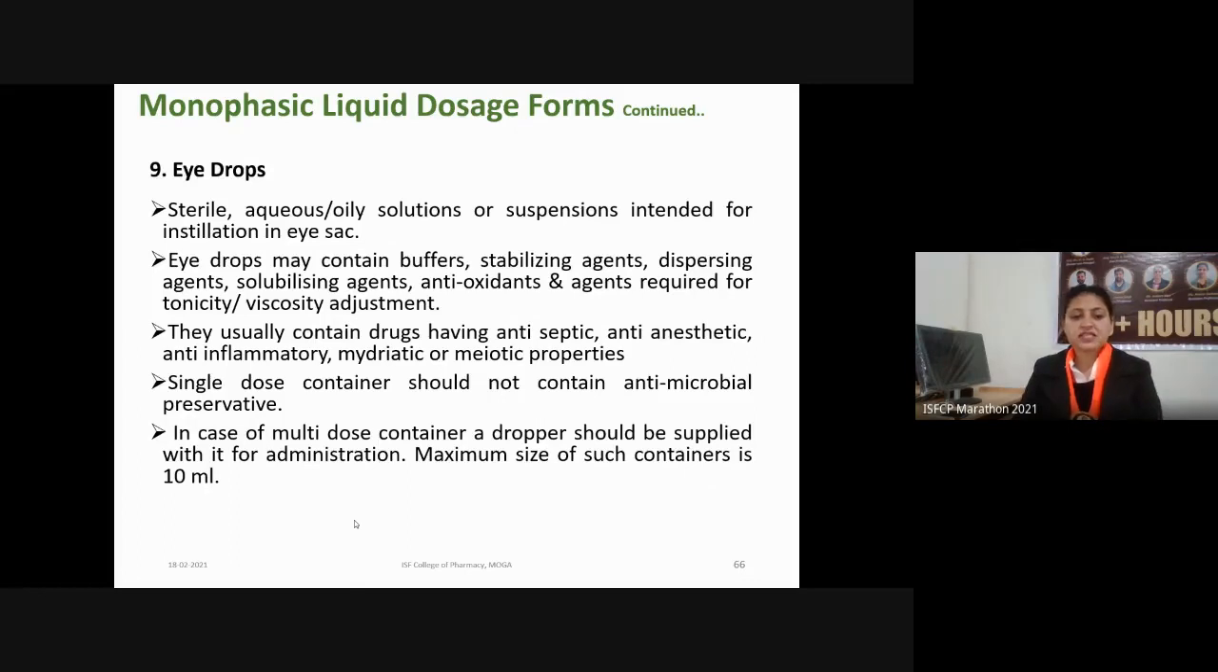Single dose containers should not contain any antimicrobial preservative. But if we are using a multiple dose container, these antimicrobial agents should be added to it. The maximum size of the container is 10 ml.